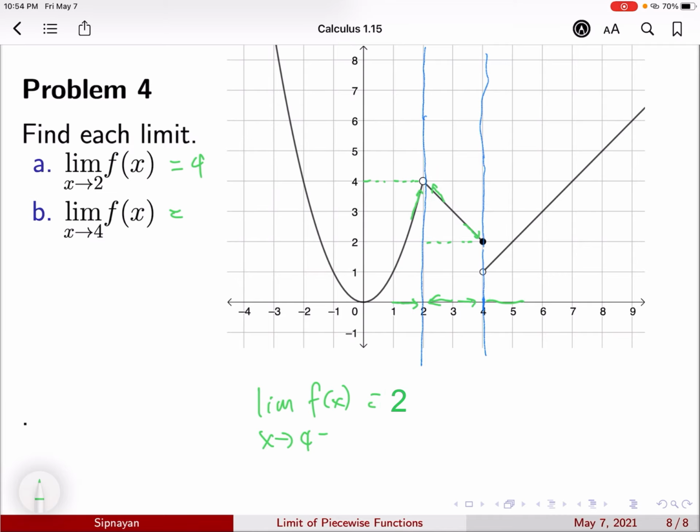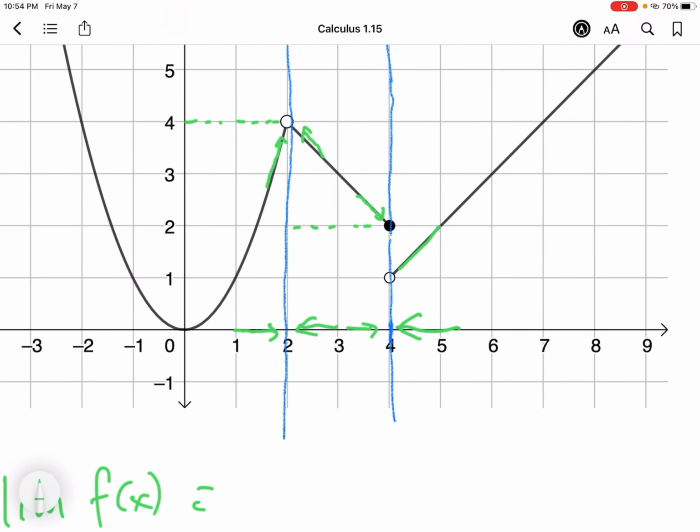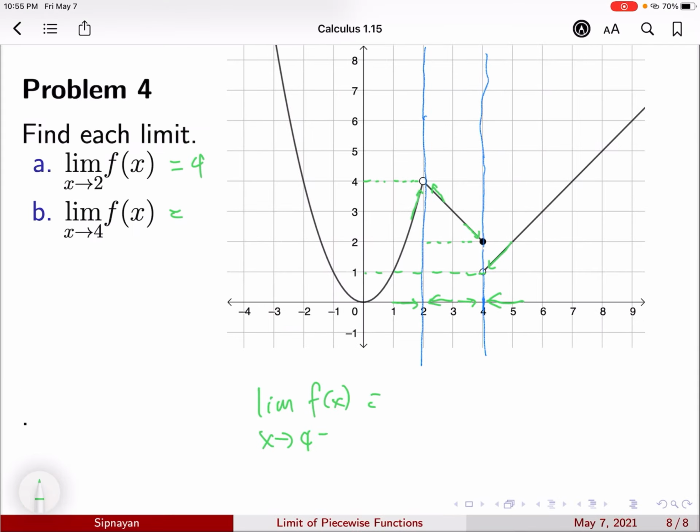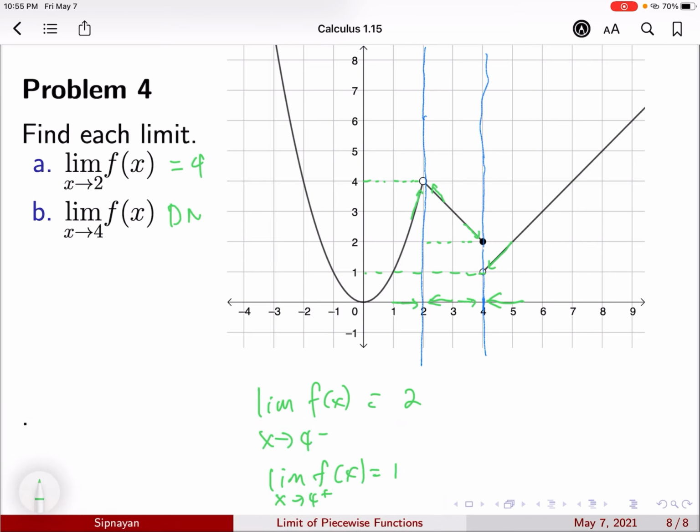What about pag from the right? Anong value ang ina-approach niya? 1, di ba? Yung value na ina-approach niya. So, the limit of f of x as x approaches 4 from the right is equal to 1. Hindi ko nasulat kanina pero ito ay 2. So, magkaiba yung left-hand limit niya tsaka right-hand limit, which means that the limit does not exist.